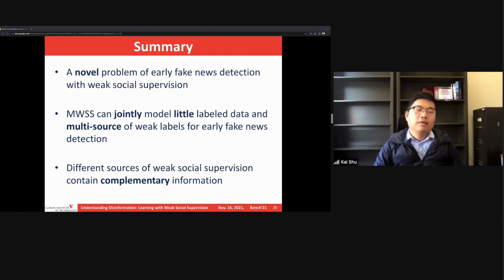Okay. So a quick summary, basically in this paper, we study a new problem of early fake news detection with weak social supervision. And the proposed model MWSSS can jointly model very little labeled data and also multi-source weak label data for early fake news detection. And through experiments, we show that different sources of weak social supervision can contain complementary information.